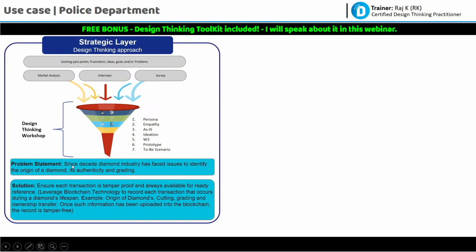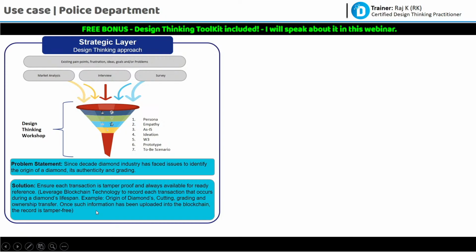So the problem statement here in the diamond industry is, for a decade, people have faced the issue of identifying the originality of diamonds. Like, is it authentic? What is the grading quality? Yada yada yada. There are many things, right? Not everybody will be buying diamonds, but the people who buy diamonds, they have all these questions, right?